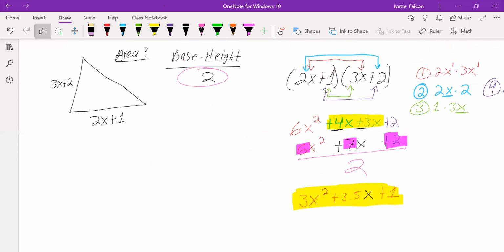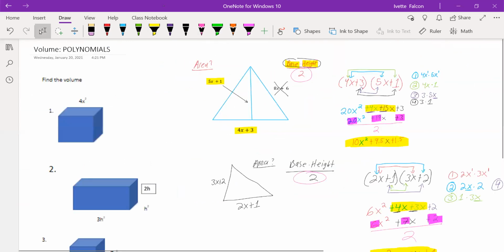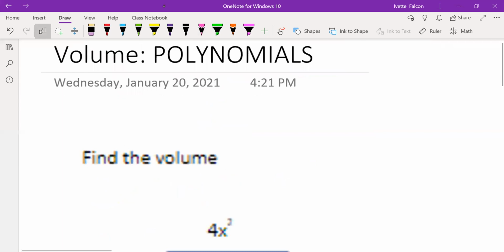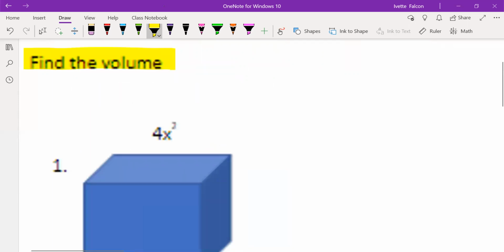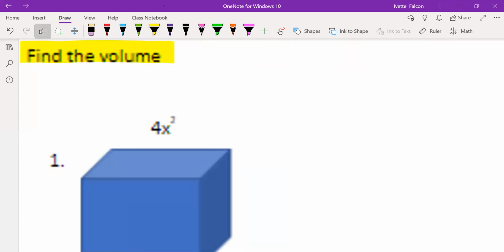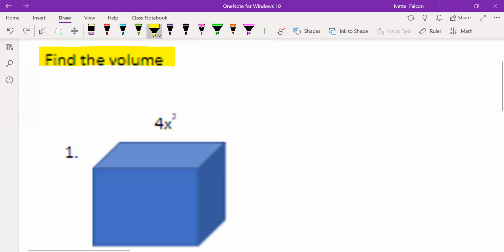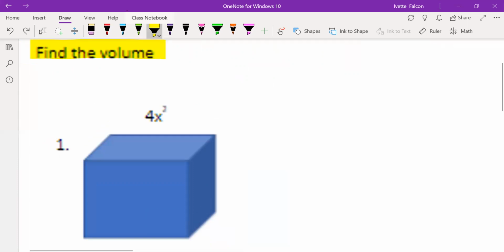Right, so now that we've looked at area of triangle, let's go ahead and look at volume for polynomials. So volume using polynomials. So on here, we're going to be able to find the volume now. This is our new problem. Now that we've looked at area, we're going to be able to solve for volume. When you're solving for volume, you're going to be multiplying 3 different coefficients. So if you notice, this is our first problem, and our first problem gives us a cube. So we're going to be able to find the volume of this by multiplying 3 coefficients.